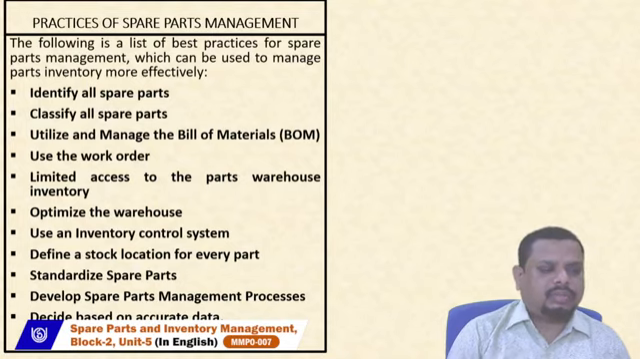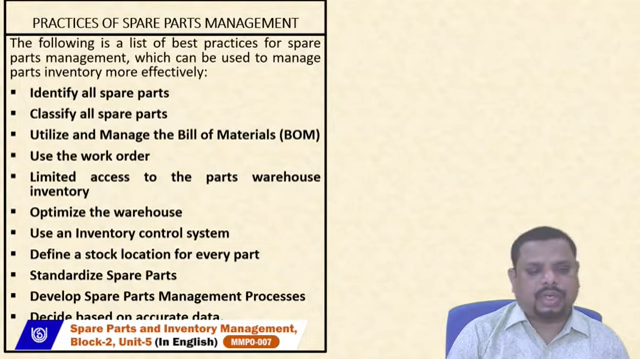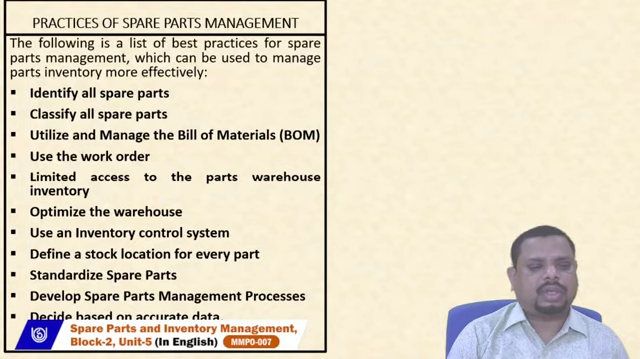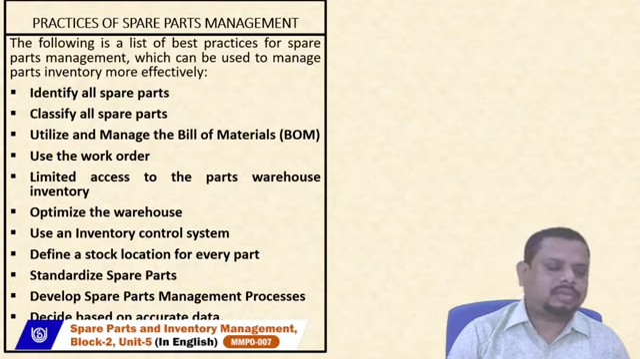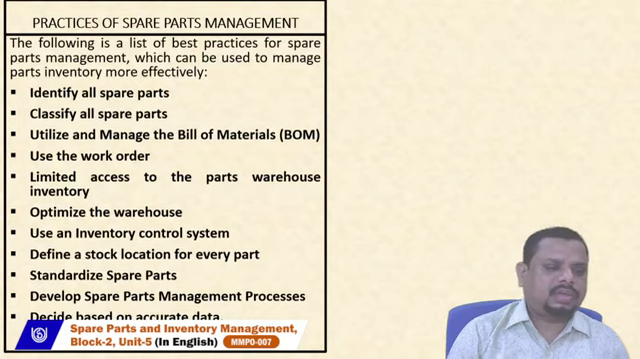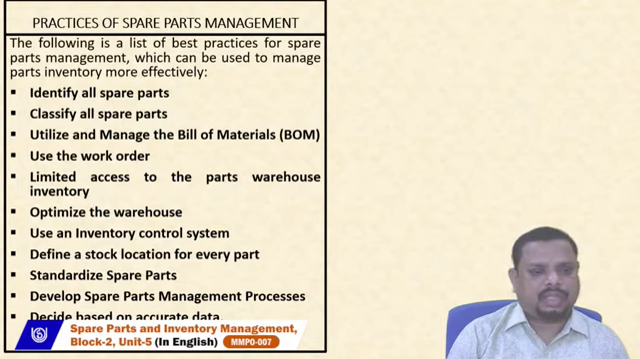The next one is use inventory control systems. As we discussed, there are a certain number of inventory control systems. For example, some companies use the just-in-time concept, some use economic order quantity systems, some use ABC analysis, some go for HML analysis, and some go for VED analysis. So these are the different inventory control techniques and systems to be introduced to spare parts management.